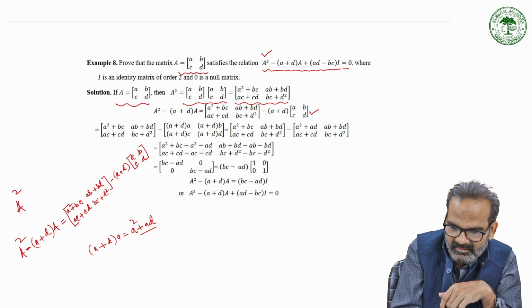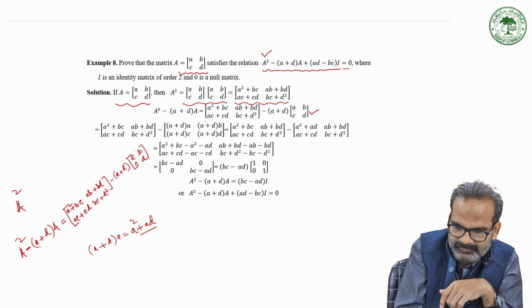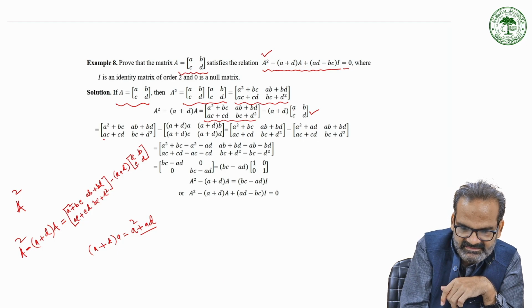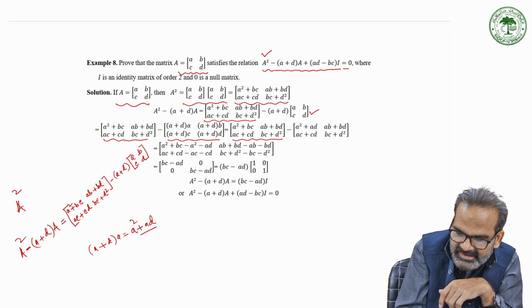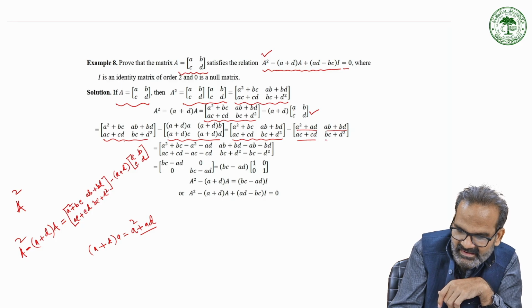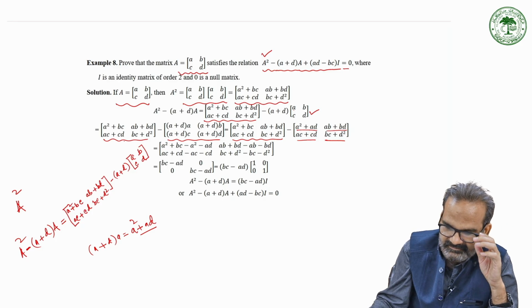Now keep this matrix as it is. This is after multiplying this matrix with (A plus D). Now again keep this matrix as it is. Now multiply this: A into (A plus D) is A square plus AD. We are getting this. B into (A plus D) is AB plus BD. We are getting this. C into (A plus D) is CA plus CD. We are getting this. (A plus D) into D gives AD plus D square. We are getting this, right?